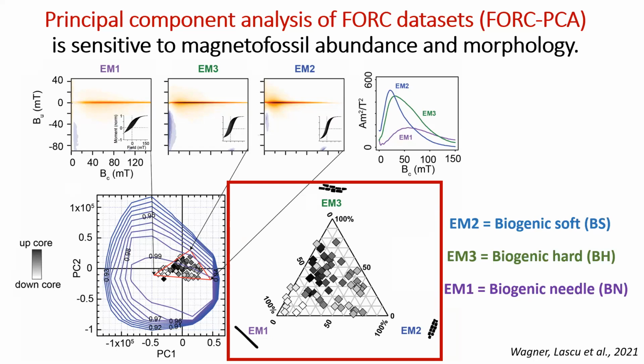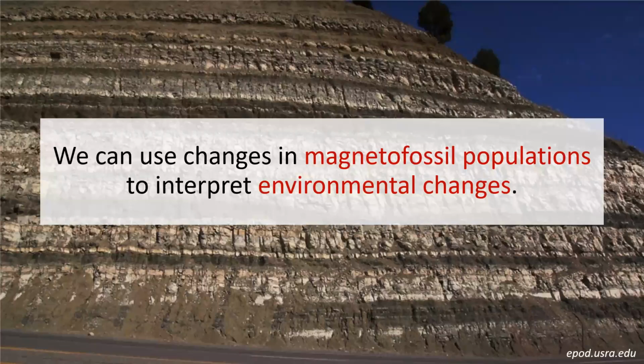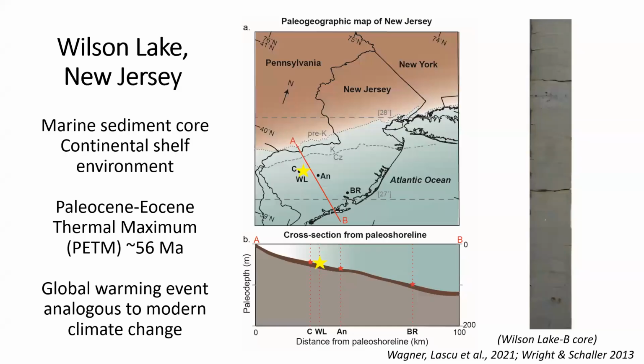So next, I'm going to show you how we can use that information through time to start to interpret environmental changes. And again, this example is from Wilson Lake, New Jersey.